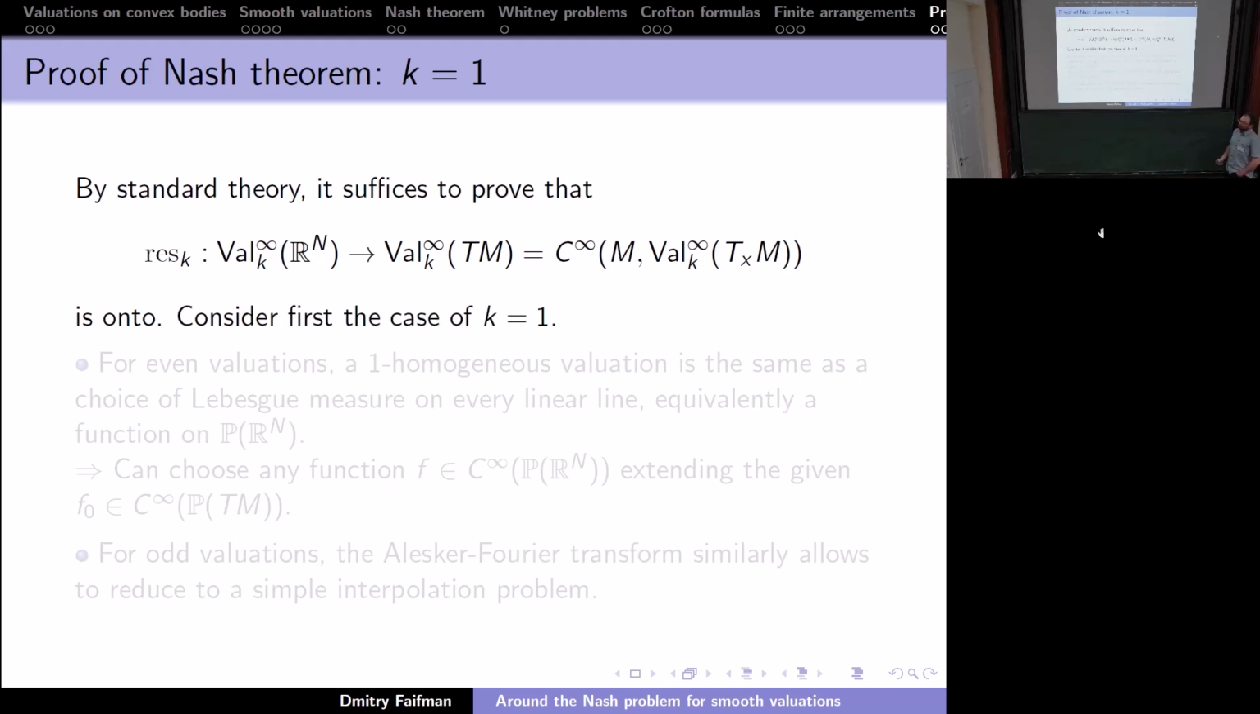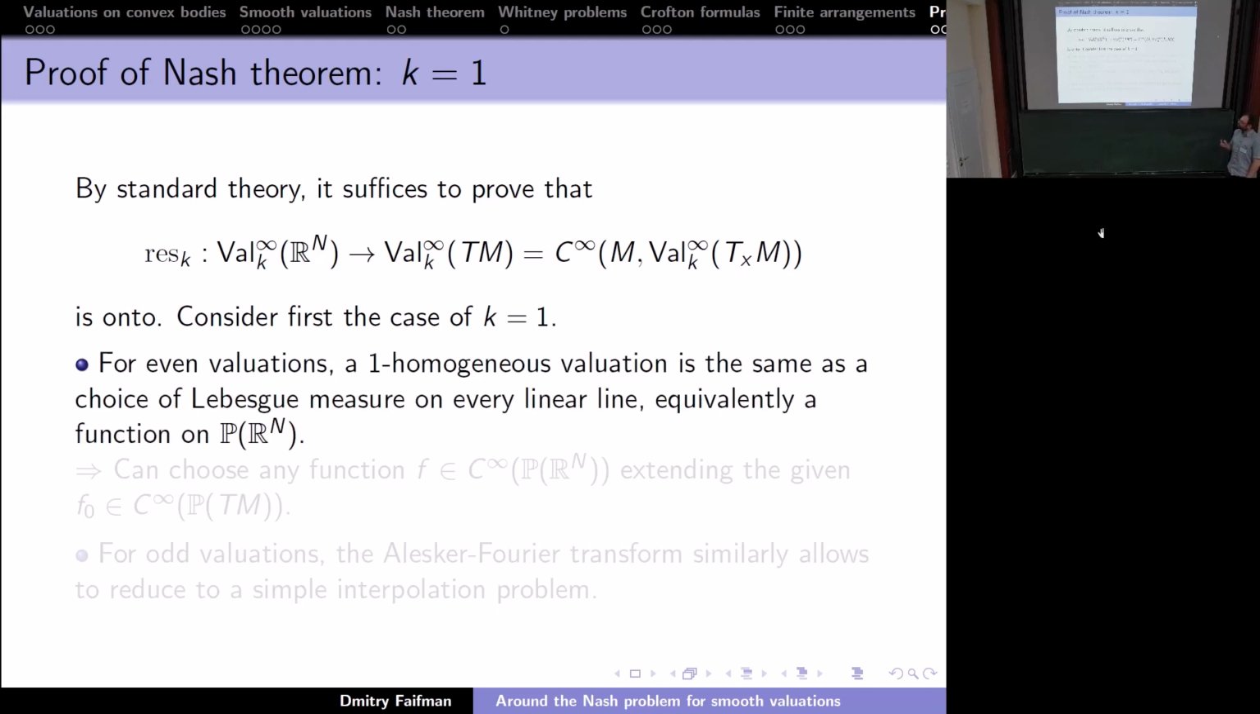The first thing to consider is the case of K equal to 1. Here we need to consider even and odd valuations separately. For even 1-homogeneous valuations, it's well known that such a valuation is in one-to-one correspondence with functions on projective space. Basically, if you restrict such a valuation to a line, you get a Lebesgue-type measure on the line. You can think of it as a function, like a number on this line. Such a measure is described by a number, and any such function would correspond uniquely to a valuation.